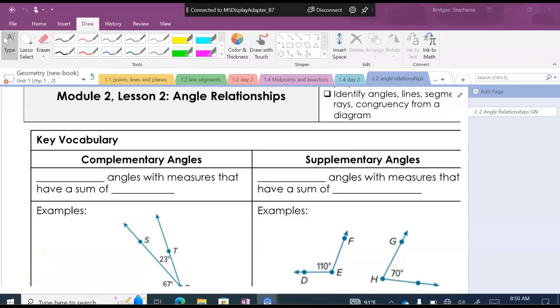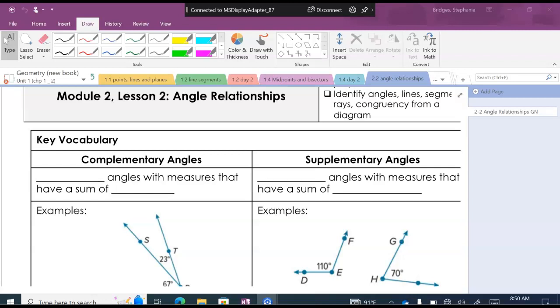So we are going to talk about two different types of angle pairs. An angle pair has to have how many angles in it? You have a pair of shoes. How many shoes do you have? Two. Okay, so a pair of angles is two angles. The first one we are going to talk about is complementary.